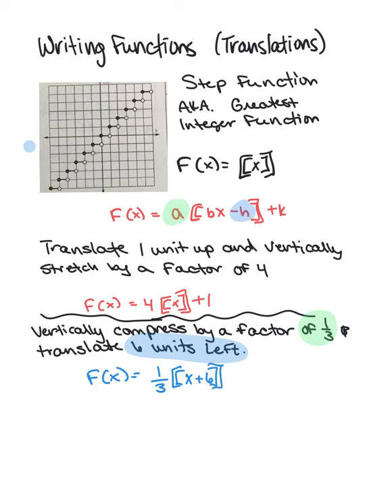So anytime I'm doing any translation or transformation from a graph, I'm doing the same thing. I'm finding my parent graph, and every parent graph is going to have your A, B, H, and K in the same positions. The only thing that's going to change is the actual function of the parent function itself. But all the components of your A, B, H, and K are still going to be there the exact same way.